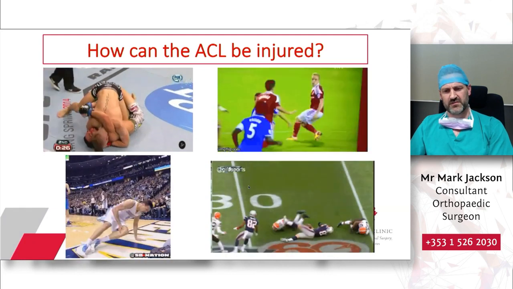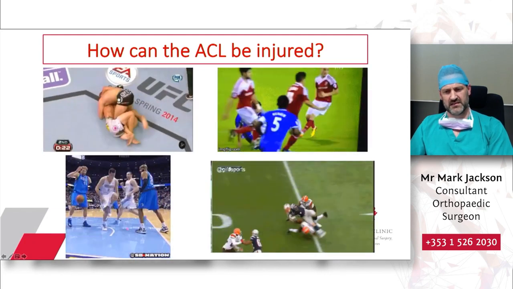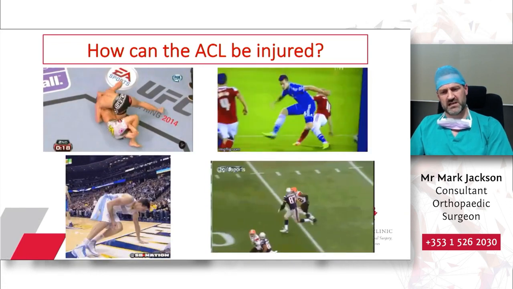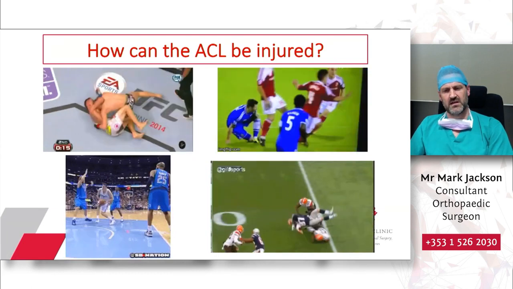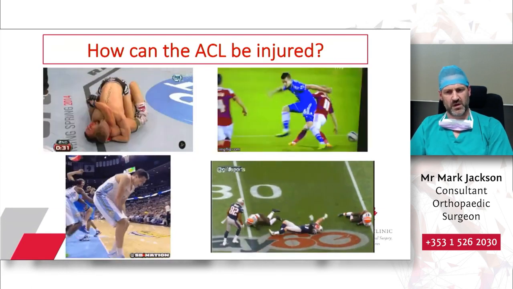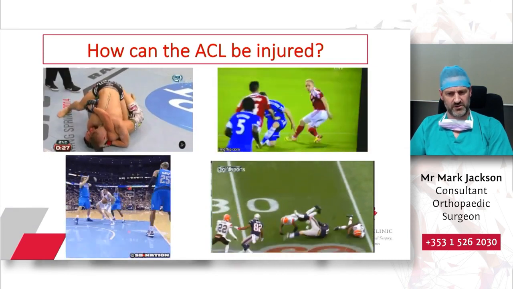Bottom right is a bit different. This is contact, and anything can happen. So it's not just the ACL sometimes that's torn in these kind of collisions. And although our talk today is purely about the ACL injury, it's not uncommon, probably in at least half of individuals, to have something else going on from a collateral ligament or a meniscal cartilage damage or bone injury.